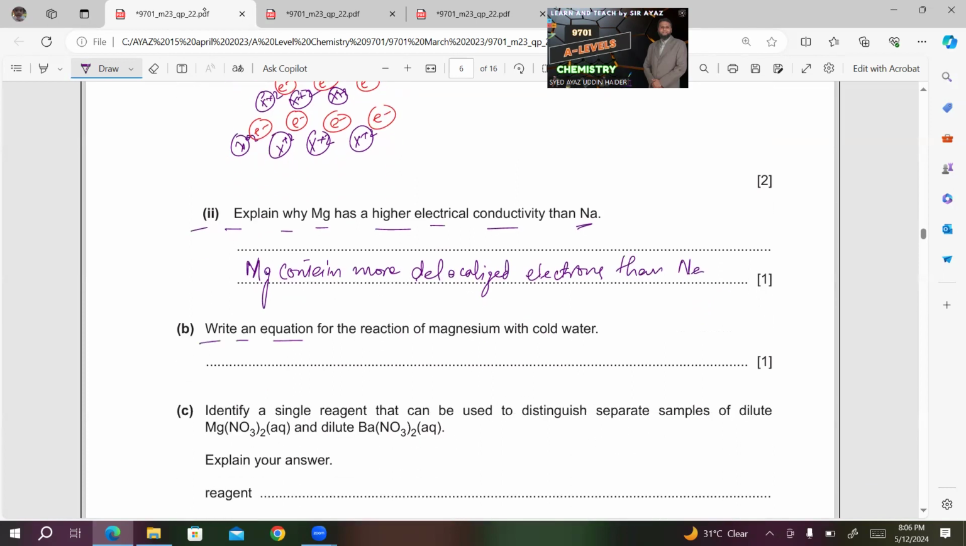B, write an equation for the reaction of magnesium with cold water. Magnesium is a metal among the reactive metals, not highly reactive, but reactive. So it will definitely form hydroxide and hydrogen gas. So you'll get Mg(OH)2, that's magnesium hydroxide, plus hydrogen gas, H2. Let's balance the equation. So I will place 2 here.